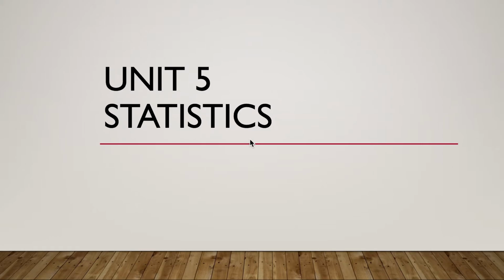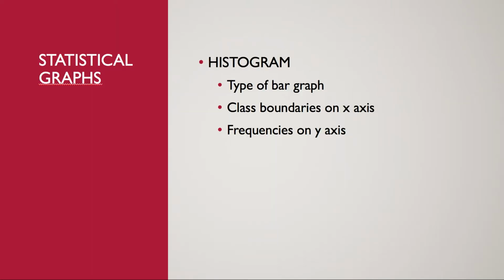As we start the second section in Unit 5, we're going to talk about constructing statistical graphs. So we're going to begin with a histogram, which is a type of bar graph. What you want to remember is that on the histogram, you're going to put the class boundaries on the x-axis.